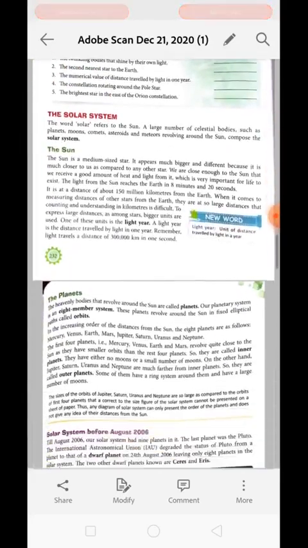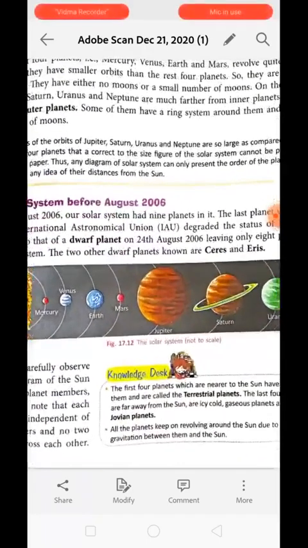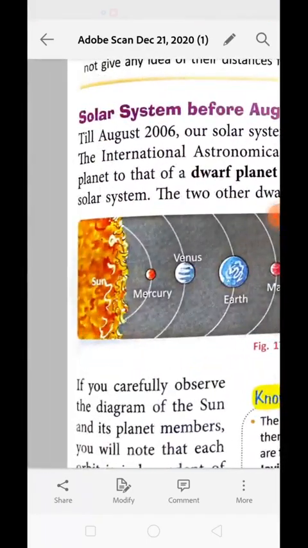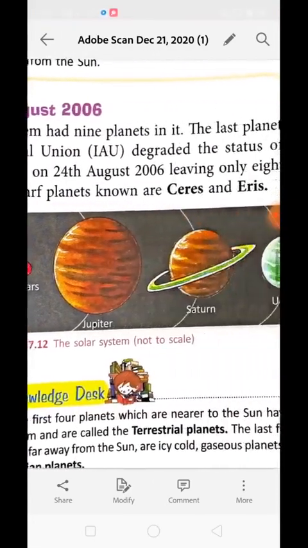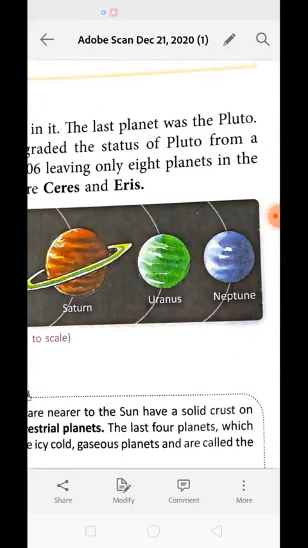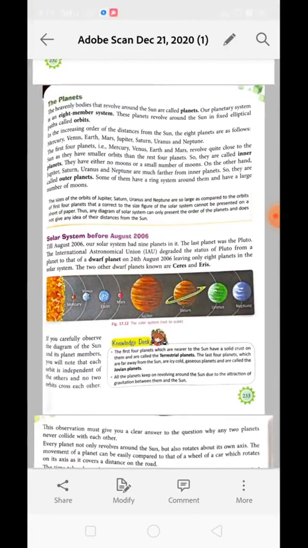Now next is our solar system. See over here, this is our solar system. This is the sun, which has lots of heat. Mercury, Venus, Earth, Mars, Jupiter, Saturn, Uranus, Neptune are all the planets present in our solar system.